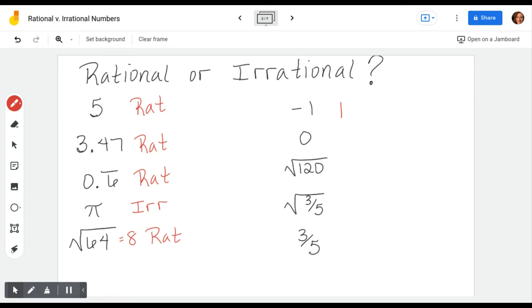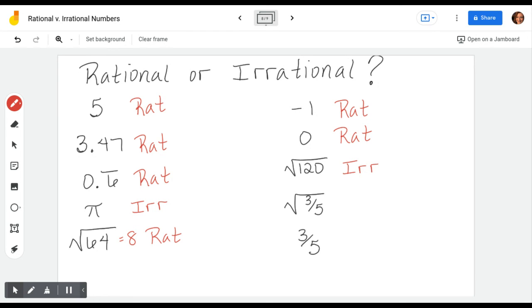Negative 1, that's okay, that's rational. 0 is okay, that's rational. The square root of 120, if you check, it's not a perfect square. Square root of 121 is 11, so this is going to be 10 point maybe 10.9-ish, but it's not quite a perfect square. So this is irrational.